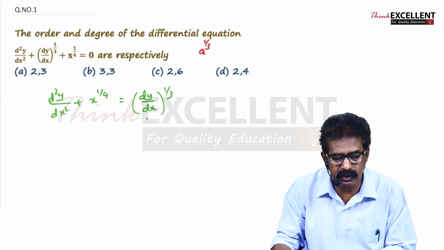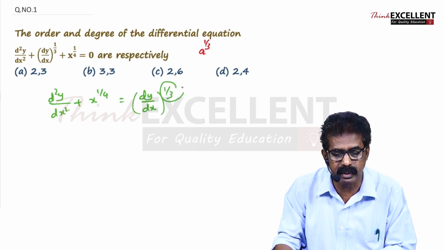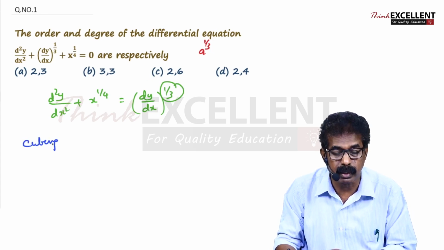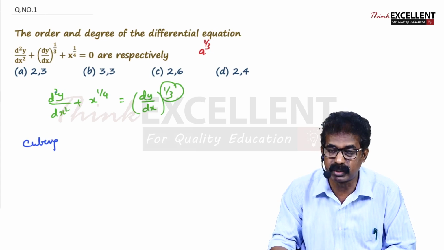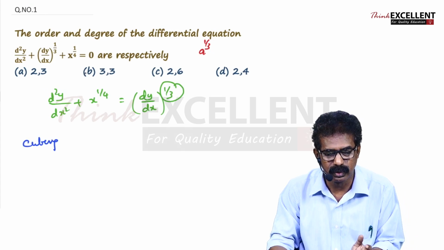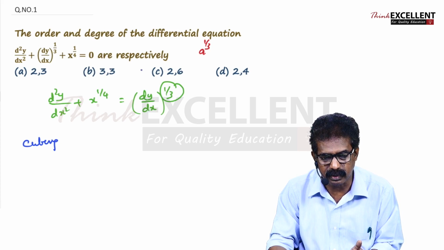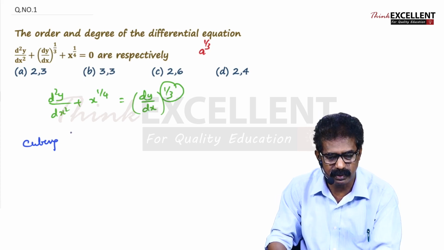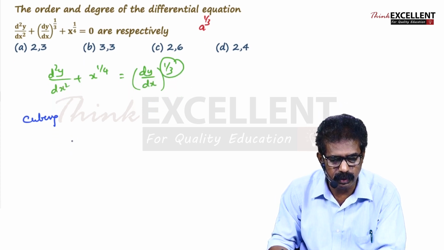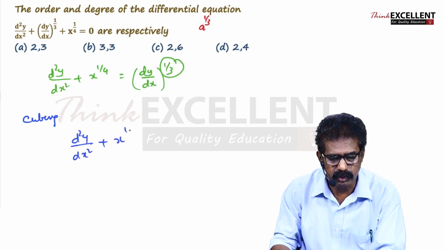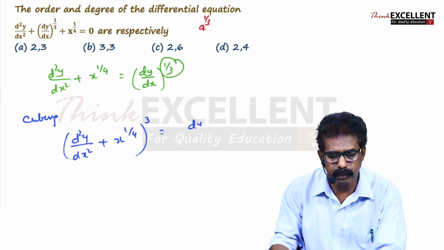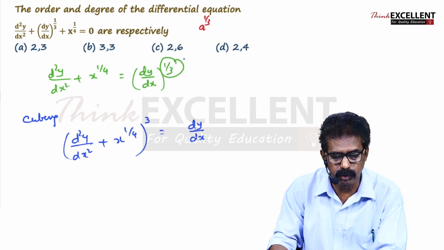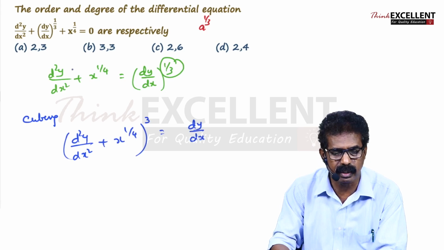So dy by dx is the differential coefficient, and it is under the radical sign raised to 1 by 3. To avoid that 1 by 3, you have to cube it. But the order you can say directly: maximum differentiated 2 times, so the order is 2. So it can be any one of A or C or D, but not B, right? So cubing, you get d square y by dx square plus x raised to 1 by 4, the whole cube, is equal to dy by dx, because when you cube, the 3 gets cancelled. So now it is in the right form.